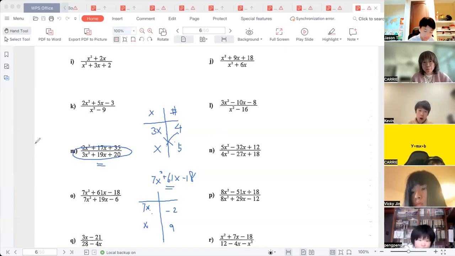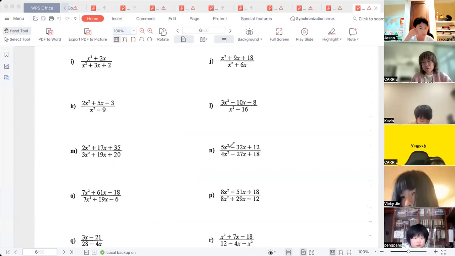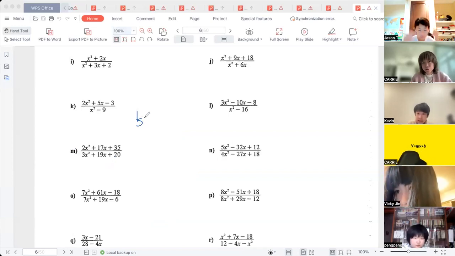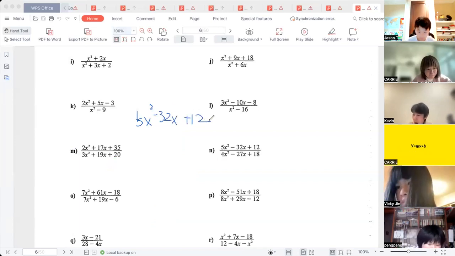Get it, everybody? Okay, so in order to do these questions right, we have to have a very strong ability of factoring. So let's do one last question: 5x squared minus 32x plus 12. Okay, everybody, one last question.